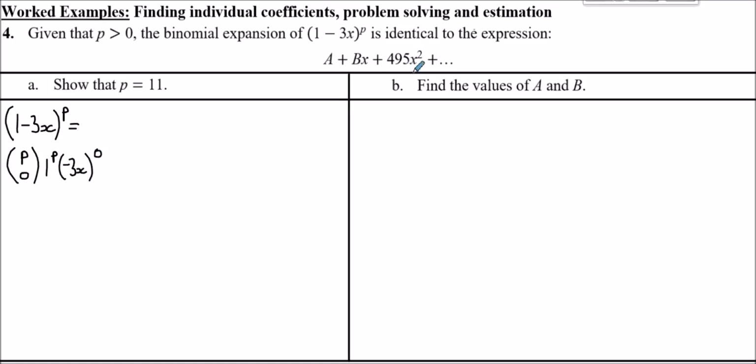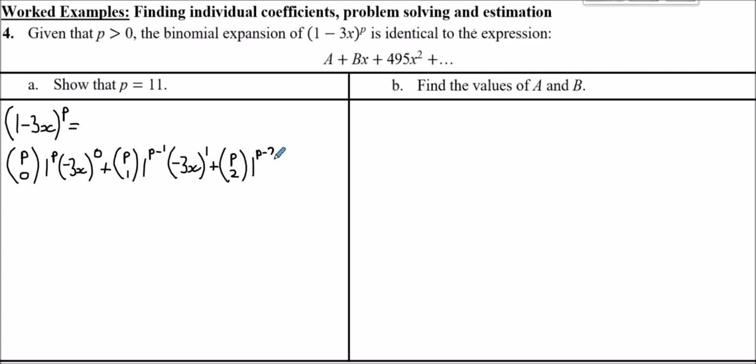Now bear in mind, we only need to go up to terms in x squared, we don't need to do this whole thing. So the next term along would be p choose 1, 1 to the power of p minus 1, then minus 3x to the power 1. And the last term we need to consider is just p choose 2, 1 to the power p minus 2.